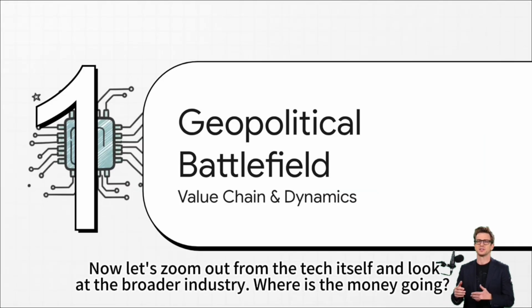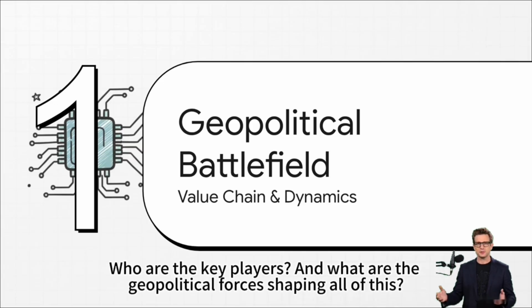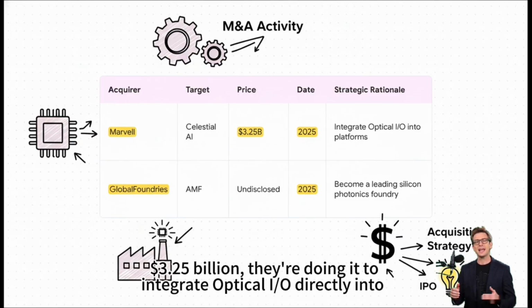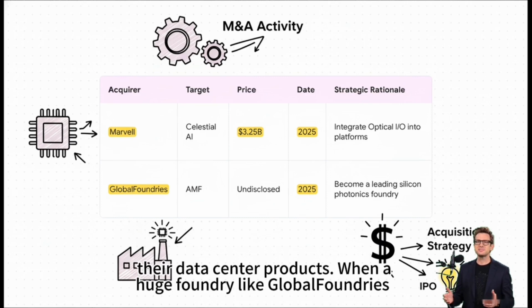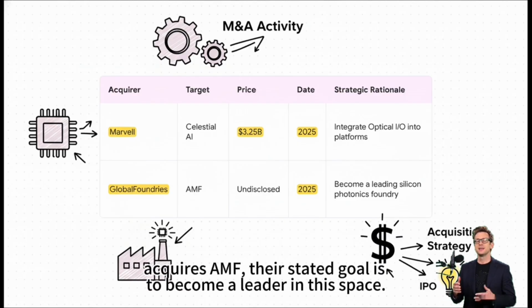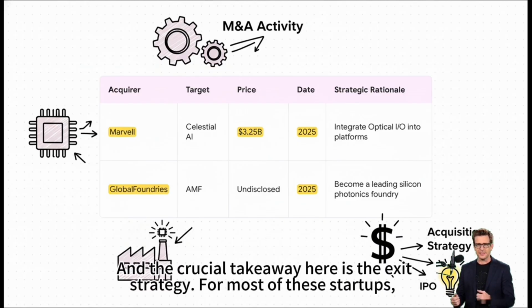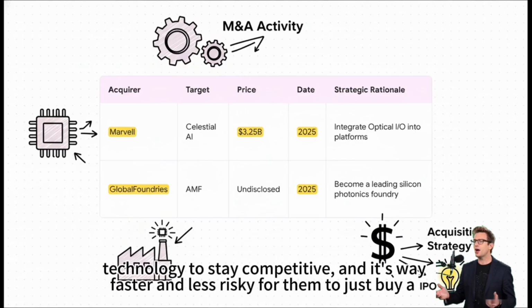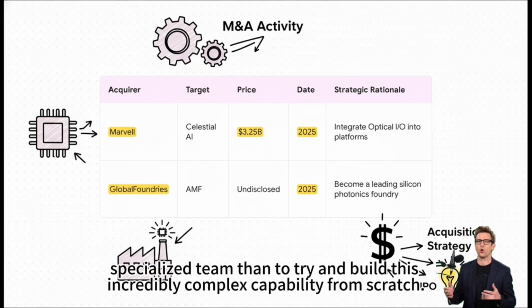Now let's zoom out from the tech itself and look at the broader industry. Where is the money going? Who are the key players? And what are the geopolitical forces shaping all of this? The M&A activity is sending a crystal clear signal. When Marvell buys Celestial AI for $3.25 billion, they're doing it to integrate optical I/O directly into their data center products. When a huge foundry like GlobalFoundries acquires AMF, their stated goal is to become a leader in this space. And the crucial takeaway here is the exit strategy. For most of these startups, the goal isn't to IPO, it's to be acquired. The big semiconductor incumbents need this technology to stay competitive, and it's way faster and less risky for them to just buy a specialized team than to try and build this incredibly complex capability from scratch.